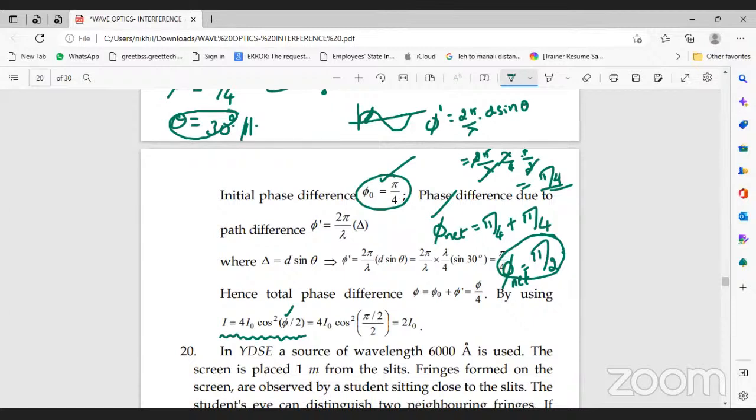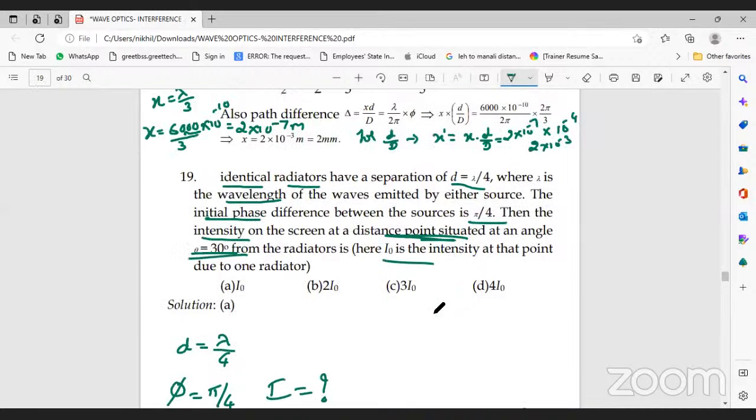How much will you get? You'll get 2 I naught. 2 I naught, sir. You'll get 2 I naught. Sir, option B. Option B.